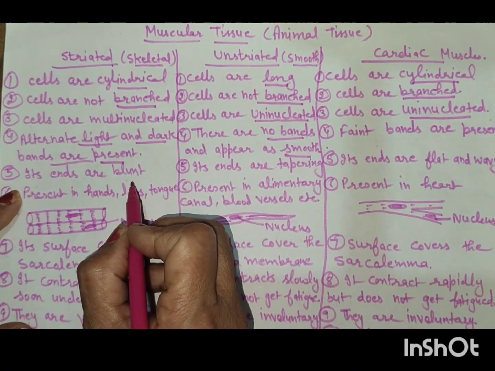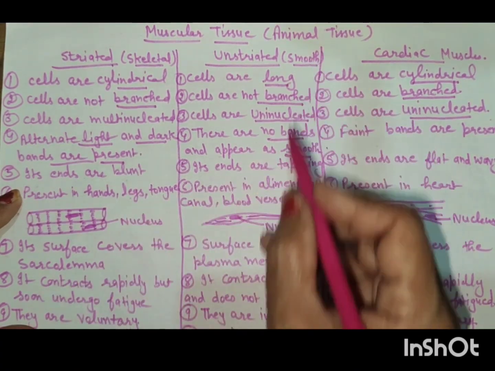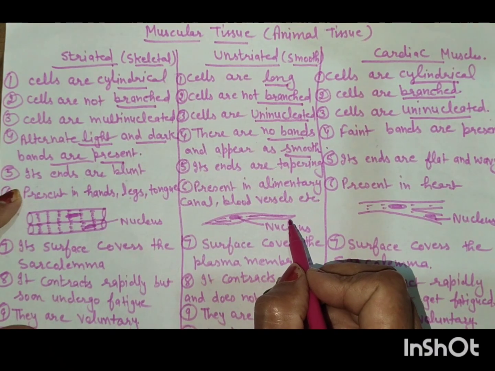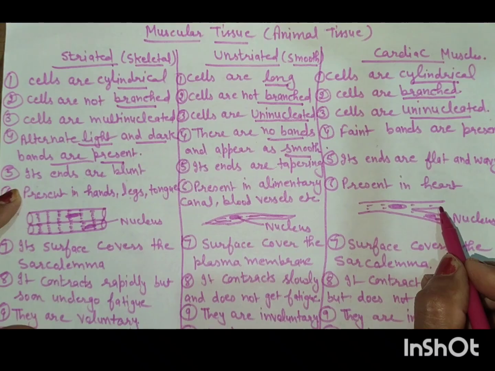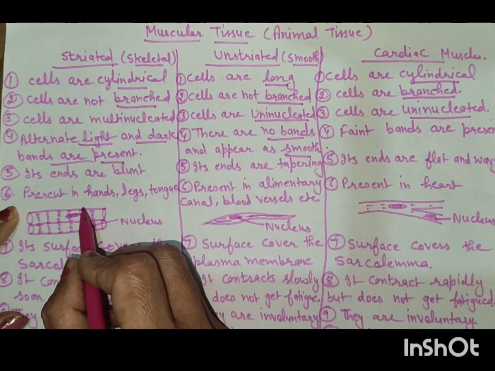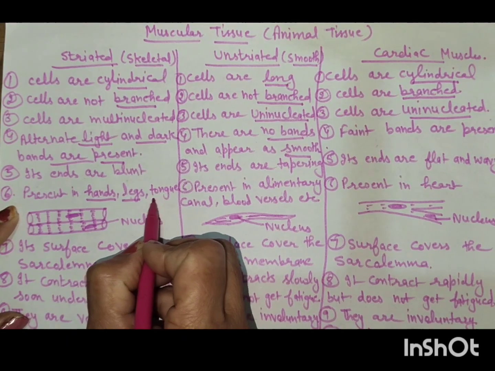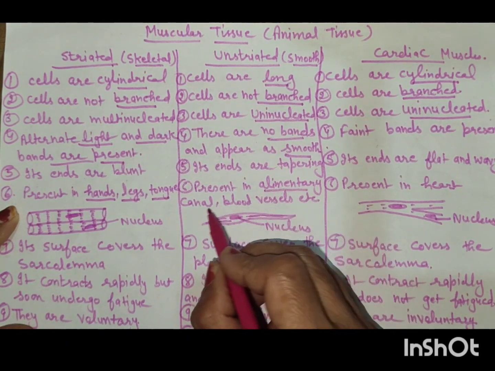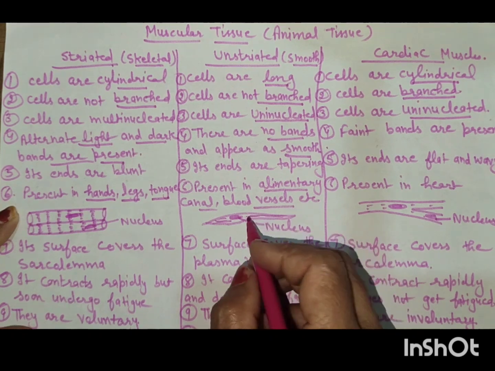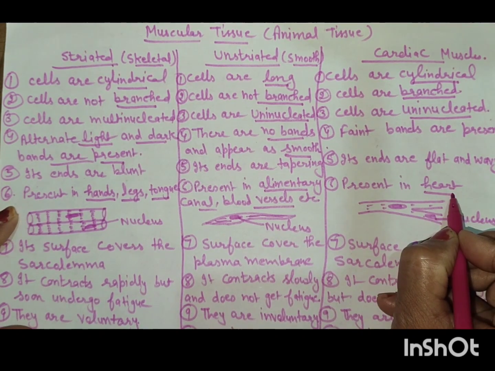Striated muscle ends are blunt, but unstriated muscle ends are tapering, and the ends of cardiac muscle are flat and wavy. Striated muscles are present in the hands, legs, and tongue, but unstriated muscles are present in the alimentary canal, blood vessels, etc. And cardiac muscles are present in the heart.